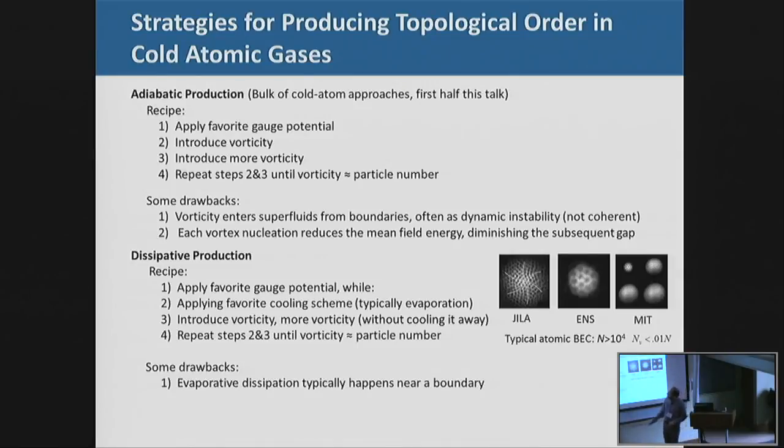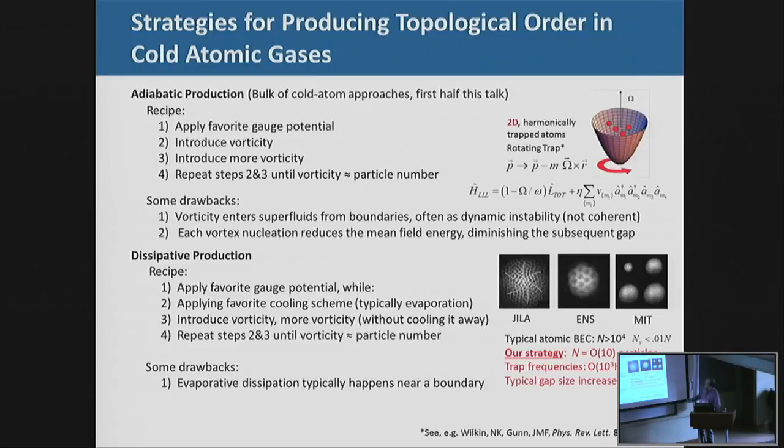There's another way of going about it, which is to use some kind of dissipation. So again, we can apply our favorite gauge potential, but this time we can also apply our favorite cooling scheme. And for cold atom physicists, this is usually evaporation. And so again, we introduce vorticity, more vorticity, and try not to cool it away as we're cooling the sample at the same time. And we repeat these steps again until our vorticity is equal to our particle number. And so there are very heroic experiments that have gotten on the order of hundreds of vortices in a typical Bose-Einstein condensate that has about 10,000 atoms or so. And so these are very difficult experiments to do. And at the same time, our filling factor is pretty far away from this idea of having one vortex for every particle in the system.